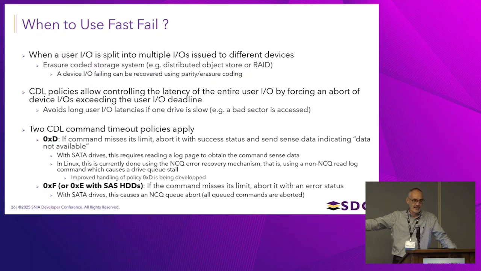It's a hard NCQ error which, because of the SATA error model, is going to abort the drive queue. So all the commands get aborted and you resend the ones that were not in error, and for the one that was aborted due to the CDL limit, you get back an error. Policy D is a way to avoid that queue stall that comes with NCQ errors. And you actually get back a success status for that command.